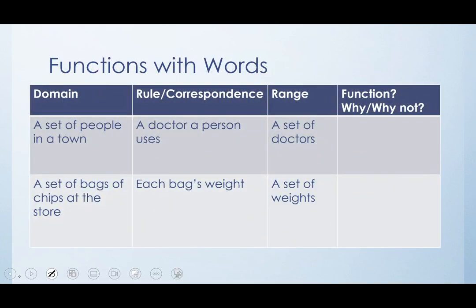Okay, so what if I give you words, right? So our domain, our inputs, let's say, is going to be a set of people in a town, like Morrow. And our rule or correspondence, i.e. our function, is going to be, hey, what doctor do you use? And of course, the range or the outputs is all the different doctors that people use, right? So if I pick Mary, because whatever, and she's in the town, so she's an input, and I say, what doctor do you use?